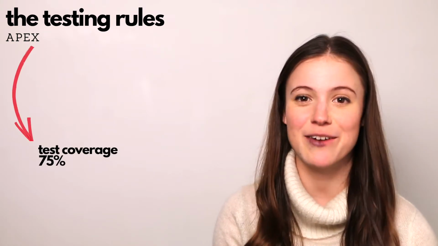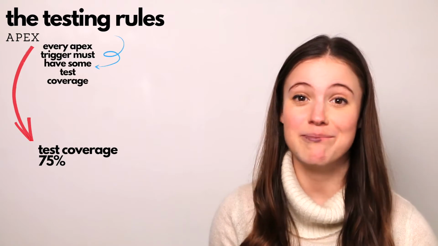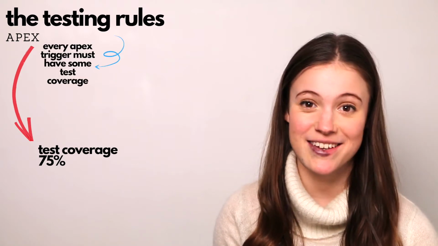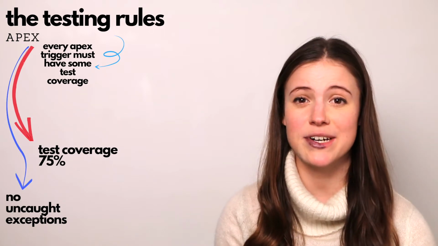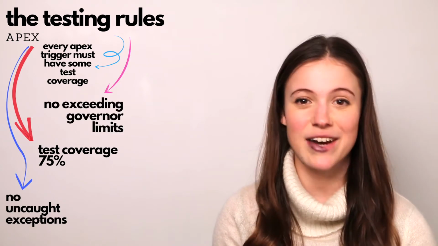Alright, let's get the worst of it out of the way. All deployed Apex code in Salesforce must have a test coverage of 75%. Every Apex trigger must have some sort of coverage and test methods. And every Apex test method must execute without any uncaught exceptions or exceeding any governor limits.